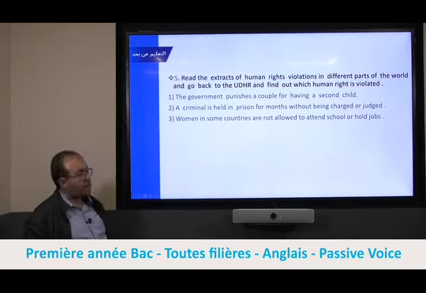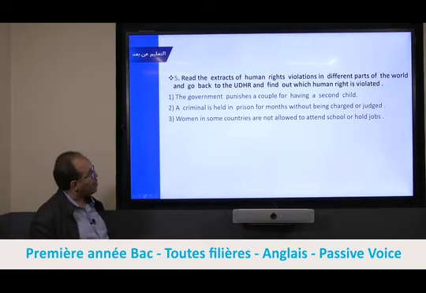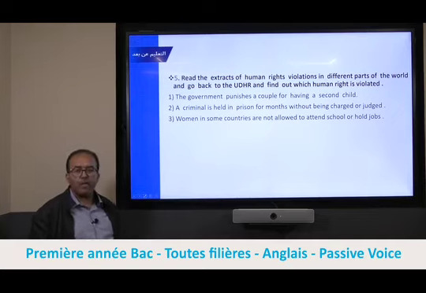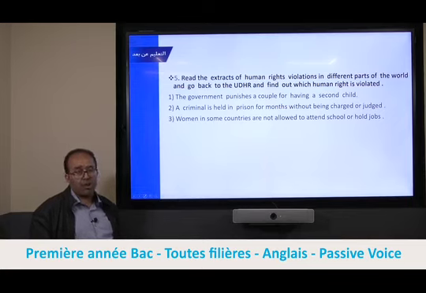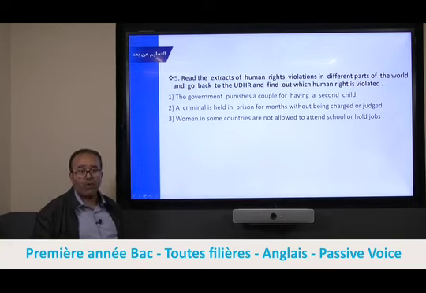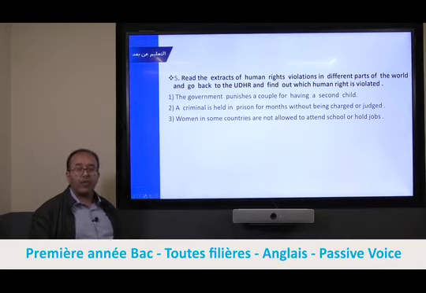What about the second one? A criminal is held in prison for months without being charged or judged. That is Article 11. Everyone is considered innocent until proven guilty. Now you should not be taken to prison, or wait for a judgment or being charged if there is no evidence or proof. So if there is no evidence or proof, you are innocent. Everyone is innocent until proven guilty. That is Article 11.